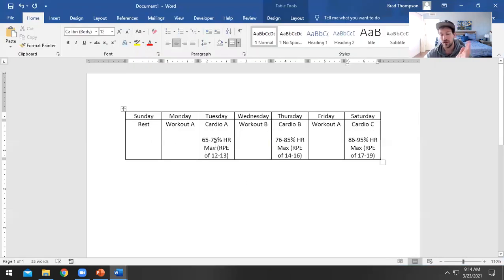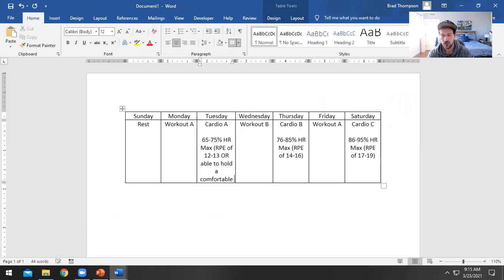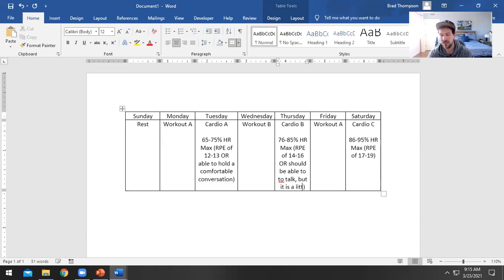So if we were to look at measuring intensity here, we'd say an RPE of 12 to 13 is able to hold a comfortable conversation, right? And then here we can say an RPE of 14 to 16 is you should be able to talk, but it is a little uncomfortable.